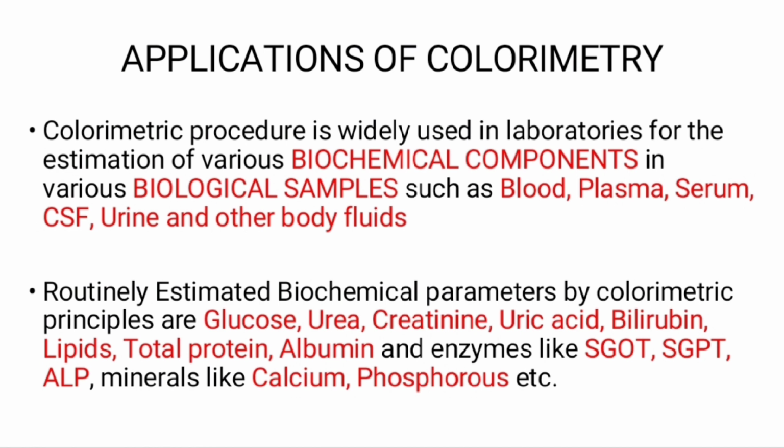Now lastly, we will see applications of colorimetry. It is widely used in labs for estimation of biochemical components in various biological samples like blood, plasma, serum, CSF, urine, and other body fluids. Routinely, colorimetry is used for estimation of glucose, urea, creatinine, uric acid, bilirubin, lipids, total protein, albumin, enzymes like SGOT, SGPT, alkaline phosphatase, minerals like calcium, phosphorus, etc. So this is all about colorimetry.